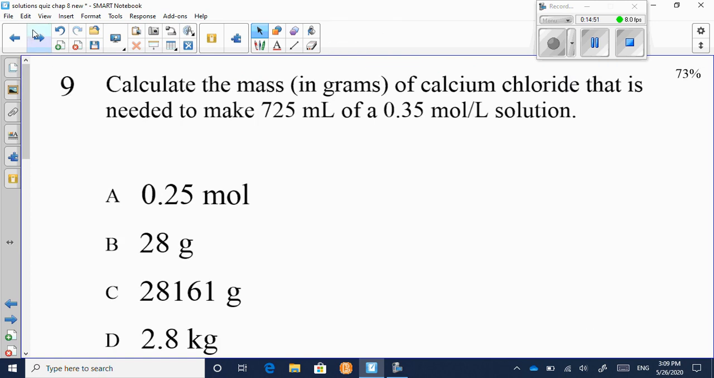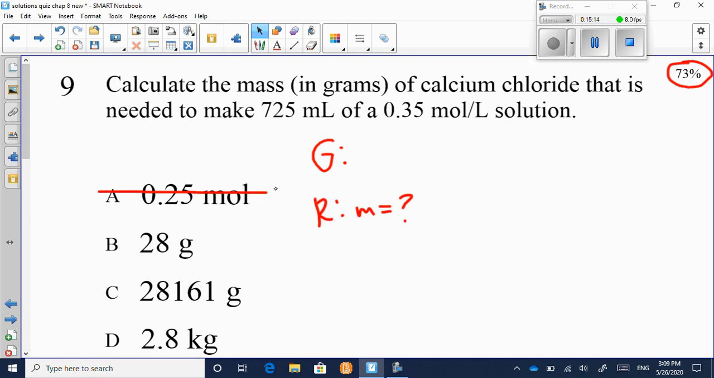Next question. It says, calculate the mass in grams of calcium chloride that is needed to make. So it's just a rearrangement of that last one. 73% of you got this right. So here we go. It says, calculate the mass. So the required is the sample mass needed. So hopefully a lot of you are eliminating that one right off the bat, because that's not a mass, that's a count, that's a mole.